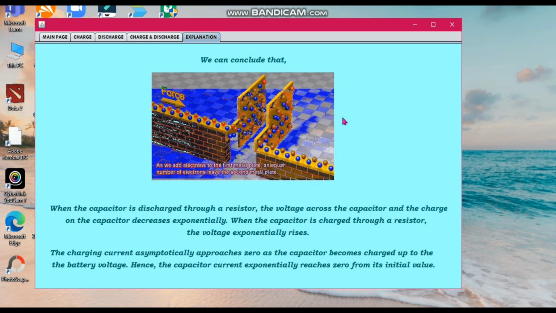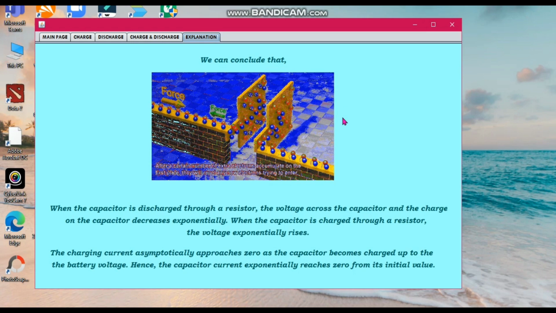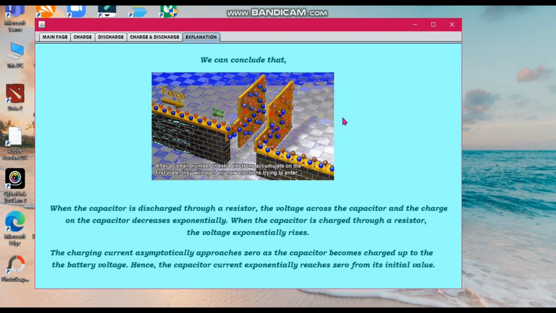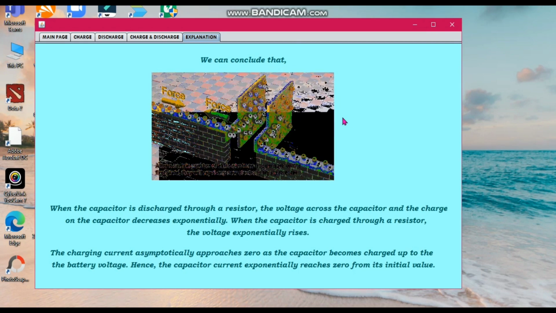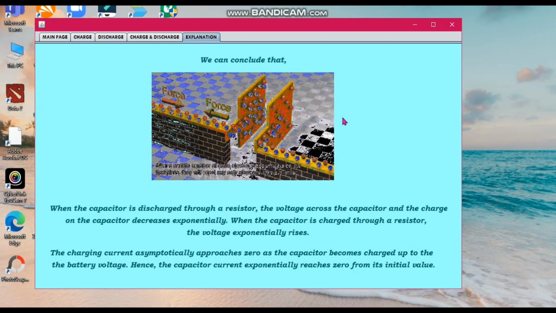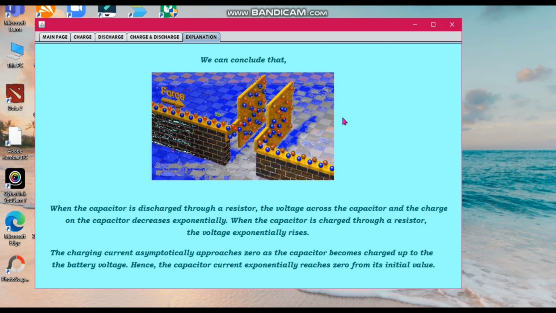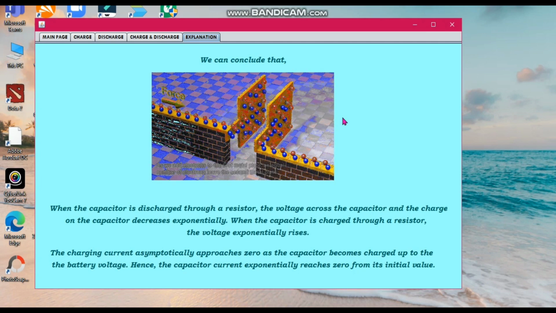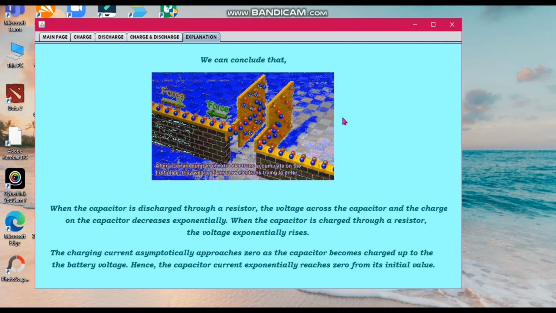Last but not least, we can conclude that when the capacitor is discharged through a resistor, the voltage across the capacitor and the charge on the capacitor decrease exponentially. When the capacitor is charged through a resistor, the voltage exponentially rises. The charging current asymptotically approaches zero as the capacitor becomes charged up to the battery voltage. Hence, the capacitor current exponentially reaches zero from its initial value.